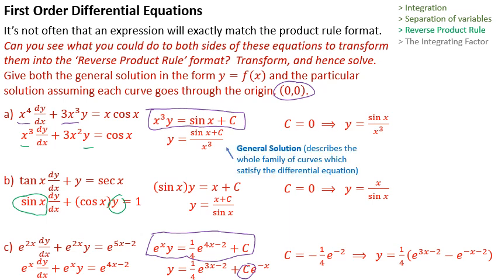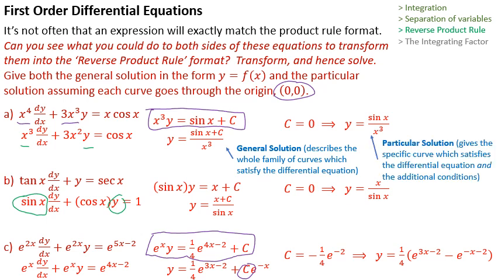So remember, this is the general solution, all three here, the y equals sine x plus c over x cubed, y equals x plus c over sine x, and y equals a quarter e to the 3x minus 2 plus c e to the minus x. We can recognize them as the general solution because there'll be some constant in there, and changing the value of the constant gives you different curves, but within the same general family of curves, each of which is a valid solution to the original differential equation.